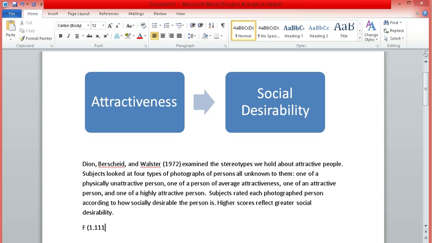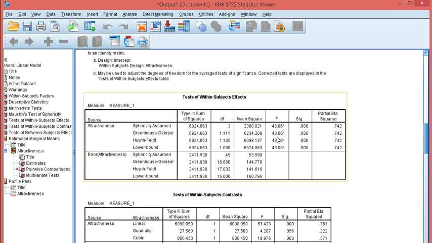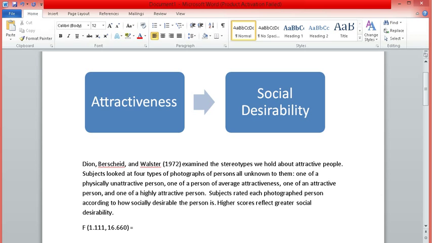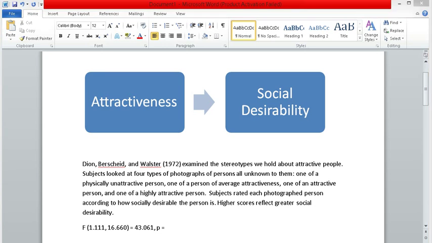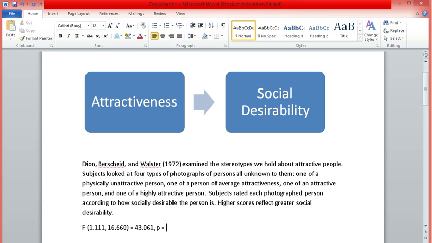1.111 comma 16.660 equals, so the F ratio is 43.061, comma, probability value equals 0.0001.